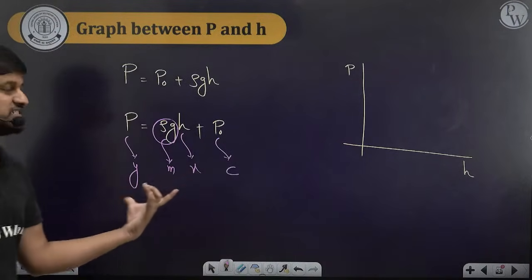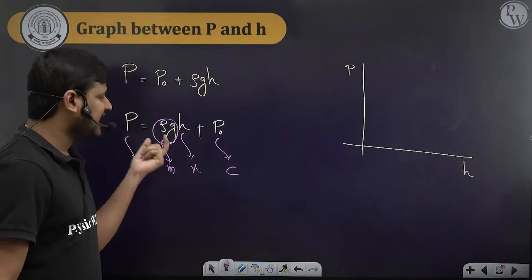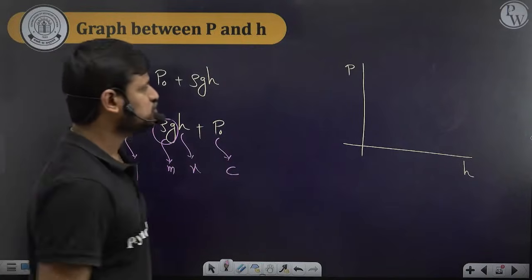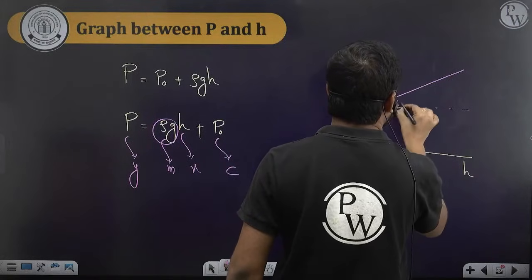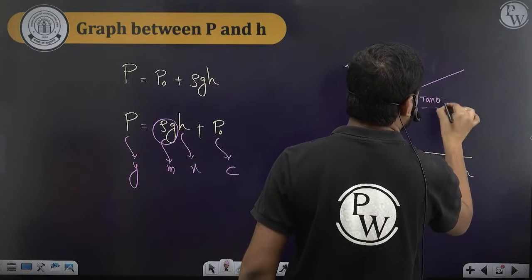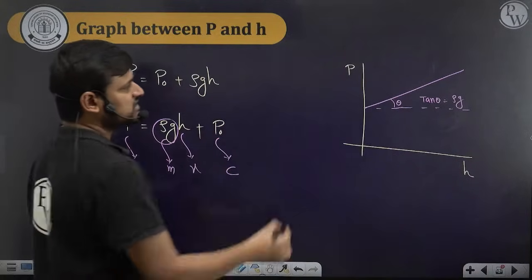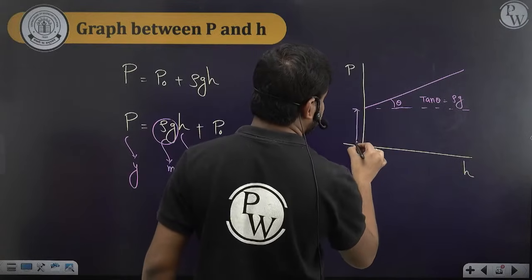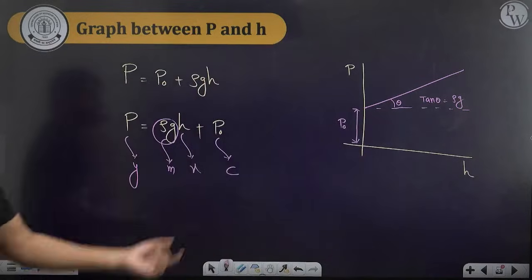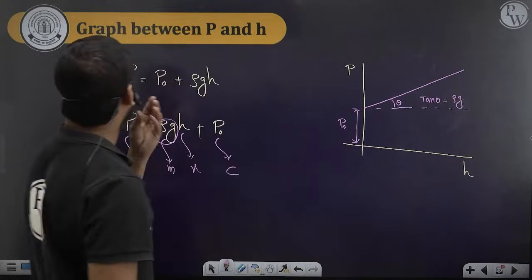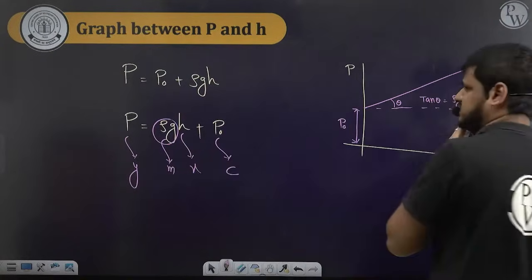So this is a straight line, the equation of a straight line having the slope rho g and the intercept c. The graph looks like this. Here the slope, tan theta, is equal to rho g, and this is the intercept, which is nothing but the atmospheric pressure P naught. So this is the basic graph between the pressure and the depth h. Done?